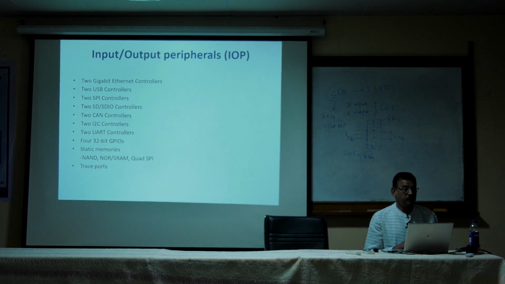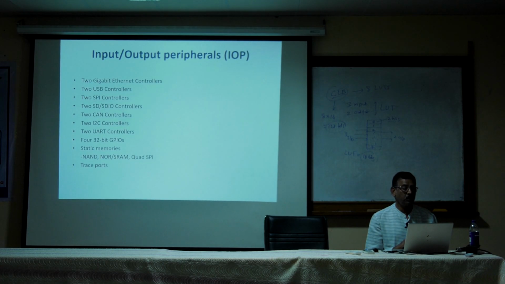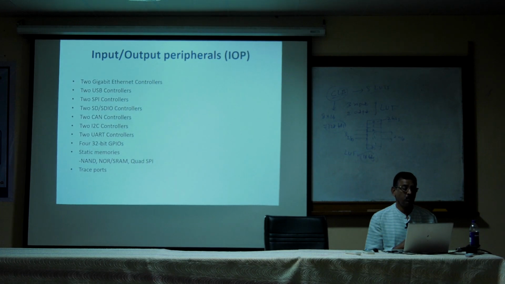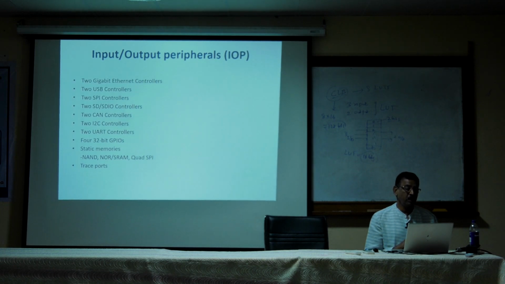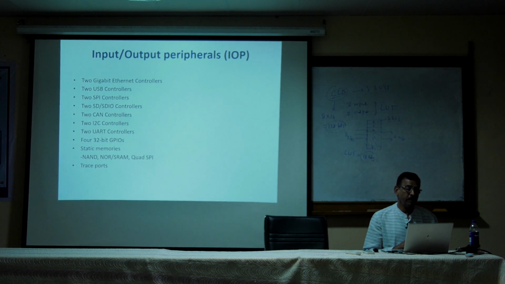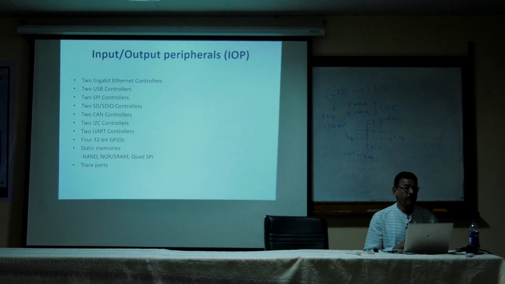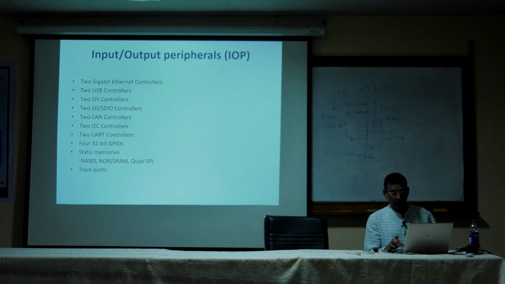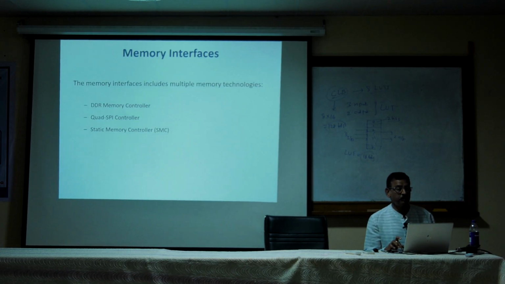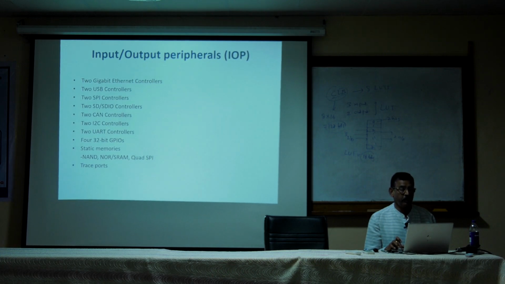Input output peripherals: 2 gigabit Ethernet controllers, 2 USB controllers, 2 SPI controllers, 2 SD card controllers, 2 CAN, 2 I2C, 2 UART, 4 32-bit GPIOs, static memory interfaces, NAND and NOR, SPI, quad SPI flash and trace ports. These are all features of this IO peripheral interface for the input output peripherals.